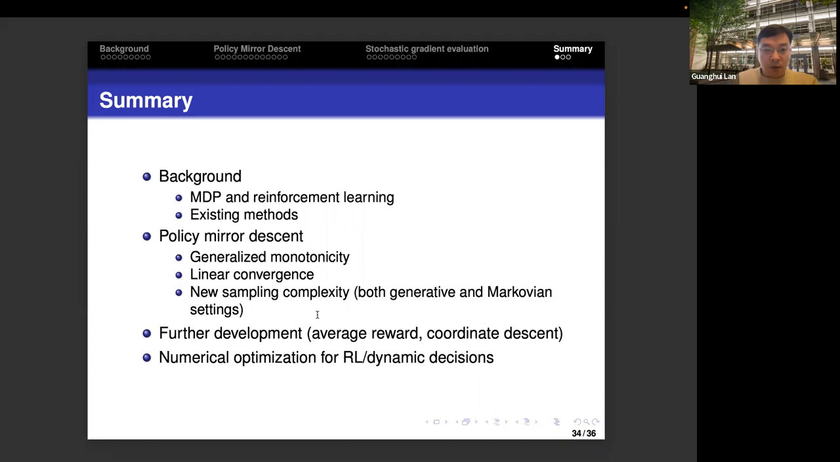We also talked about some further developments, such as the average reward and the coordinate descent type algorithms. The message that I want to pass is that by looking at the reinforcement learning problem, the MDP problem, from a nonlinear or numerical optimization perspective, we can have a lot more tools and much better performance guarantees for solving these challenging problems.